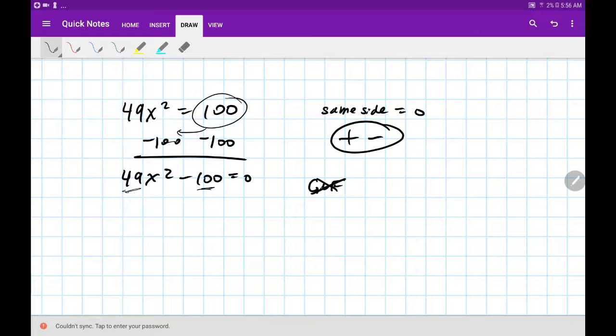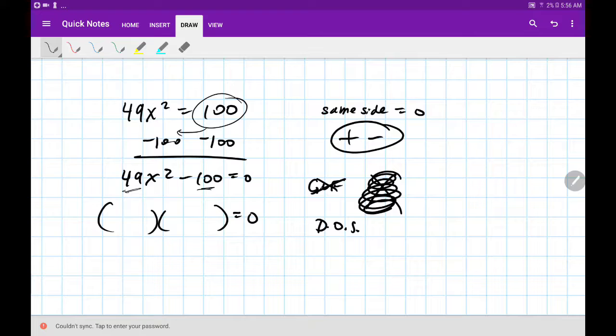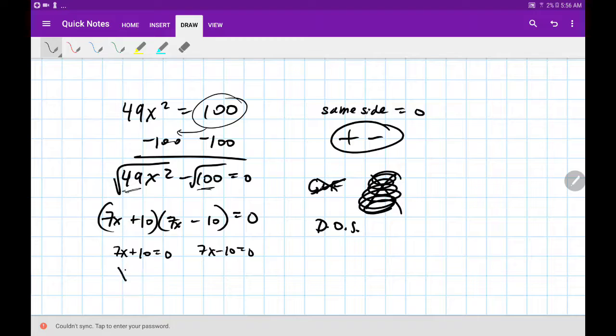I have 2 terms. So I'm not going to use magic x. That's for 3 terms. I need to use difference of squares. So remember, difference of squares works like this. Take the square root of the first term. Take the square root of the second term. And you're going to put plus and minus. So our answers are going to be, set each term equal to 0. I get x equals negative 10 over 7 and x equals positive 10 over 7. I skipped some steps, but you can fill in the rest.